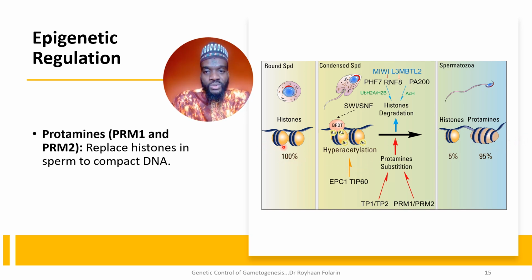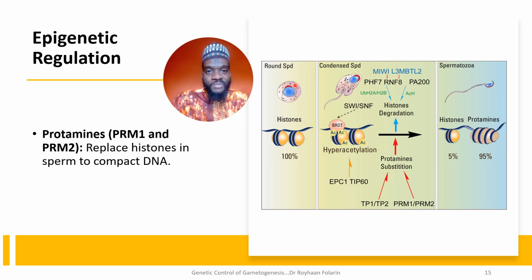Here is the histone before the epigenetic modification, before they are replaced by protamines. It's 100% histone at this point. So these are spermatids, right? At the end of this, when we have spermatozoa, you now have only 5% being made up of histone, while the 95% of the spermatozoa is made of protamines, as you see here.